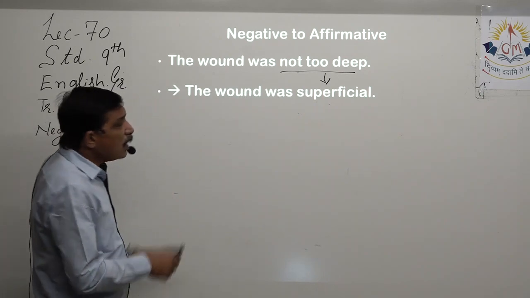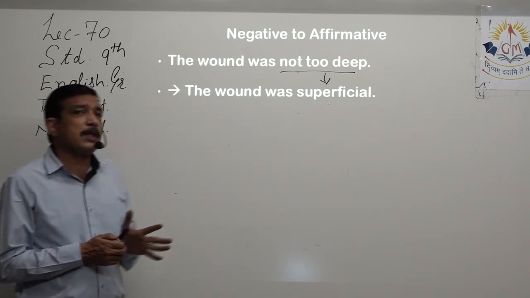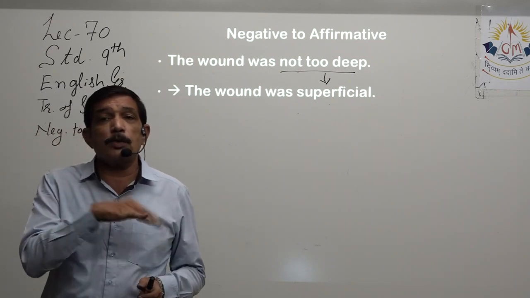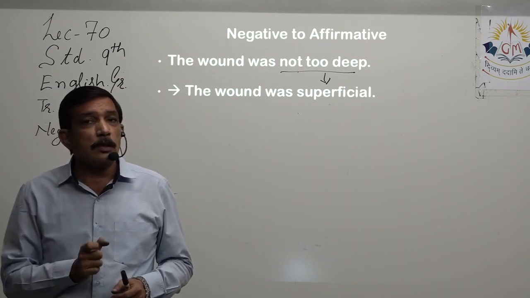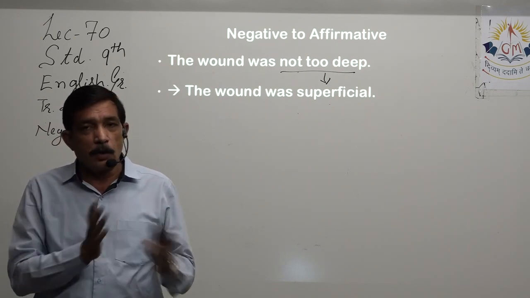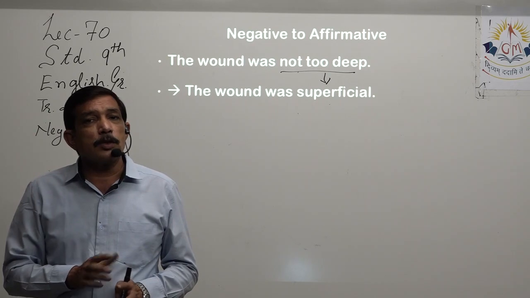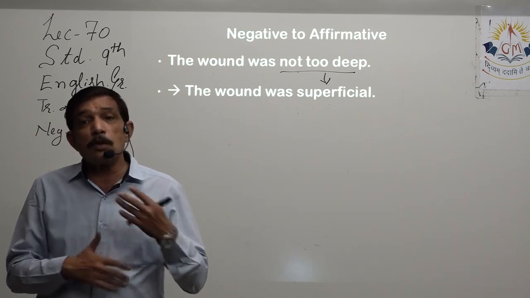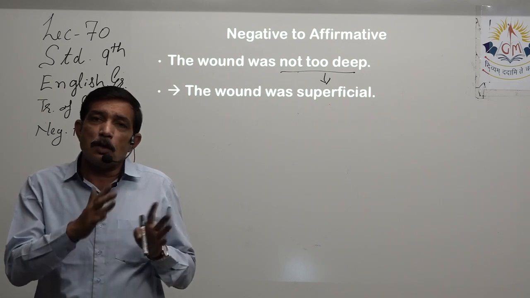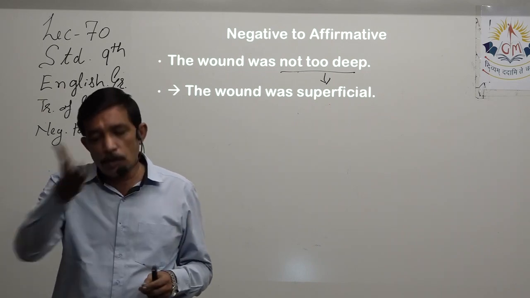So not too deep is superficial. Without doing much, with the help of these words, we can make negative to affirmative by using these words called abstain, avoid, superficial. That is for certain situations only. But with these words, in a very short and sweet method, we can make a negative into a positive.